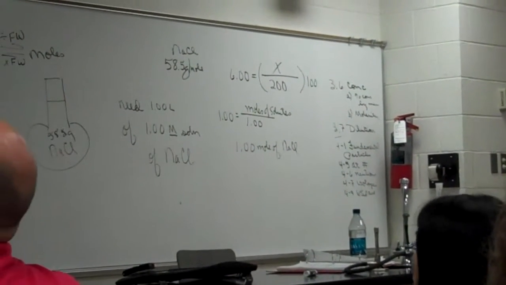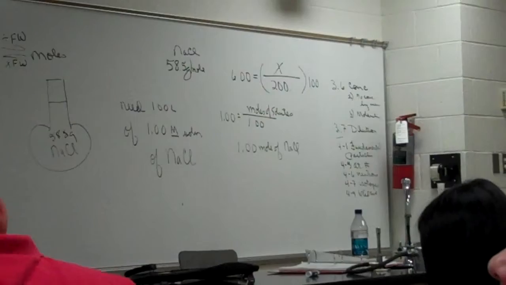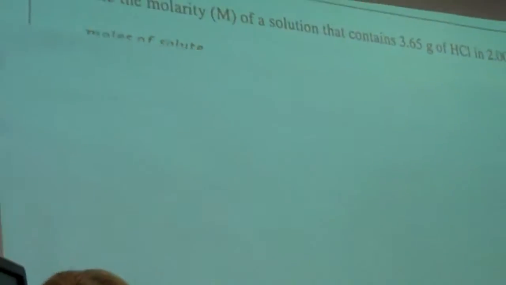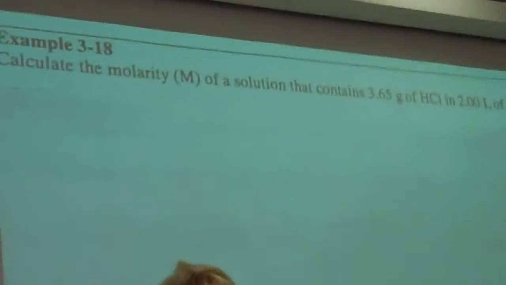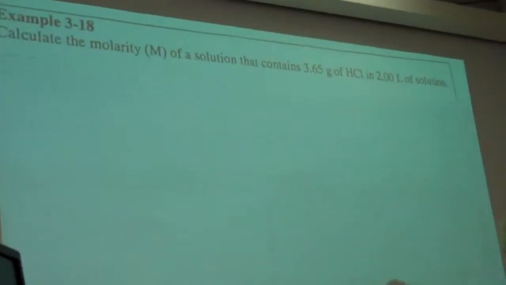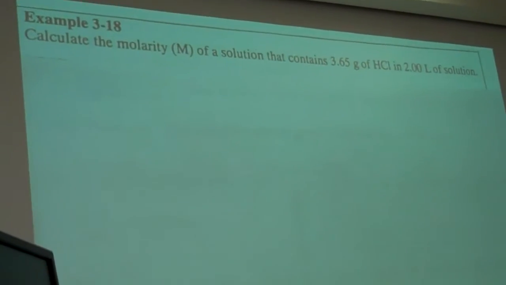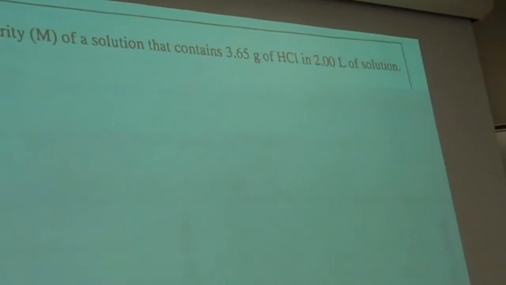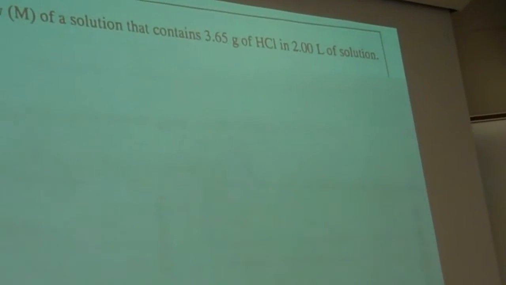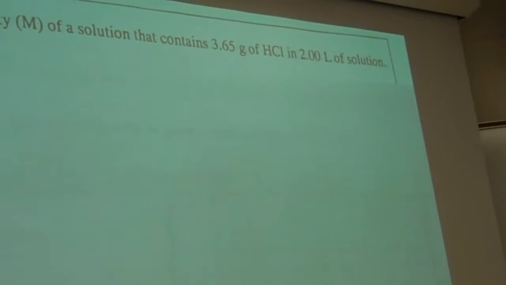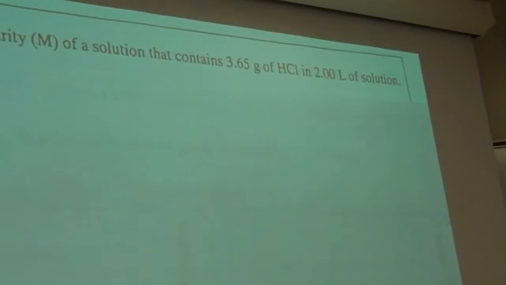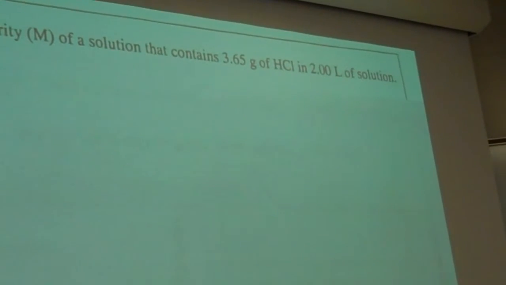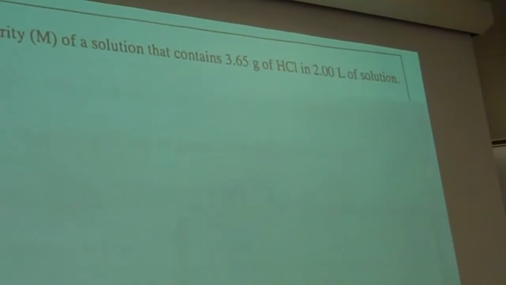Okay, let's take a look at a problem in the book, because they're going to be a little bit harder than that. So this is going to be 318. Emily, read what it says in the book. For 318. Calculate the molarity of a solution that contains 3.65 grams of HCl in 2.00 liters of solution. Okay, word for word. So this is one where I typed everything that was in the textbook. Okay, so we look at that.